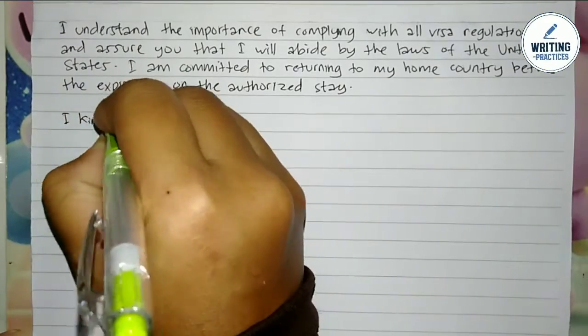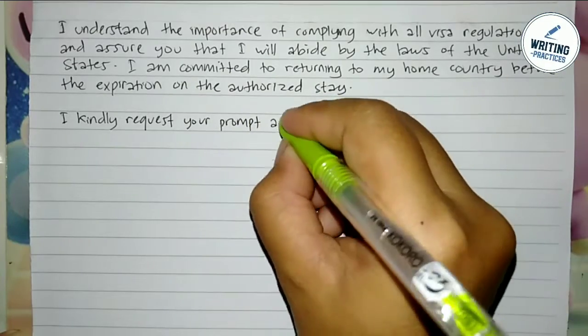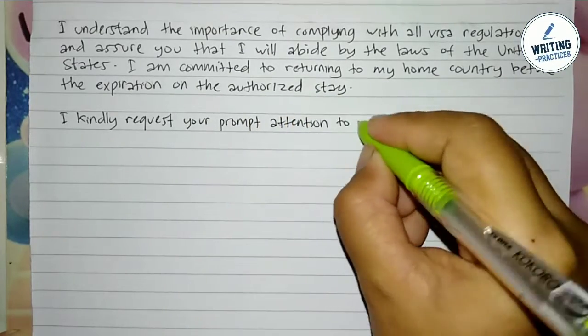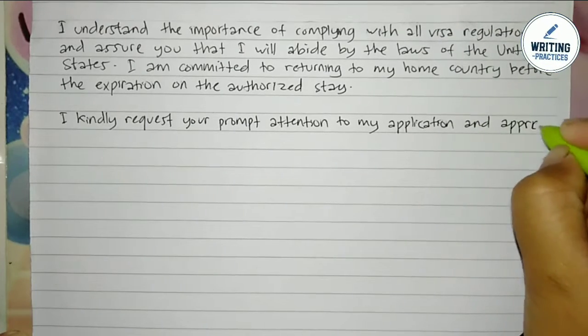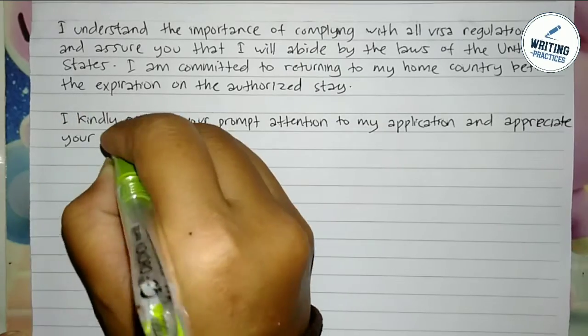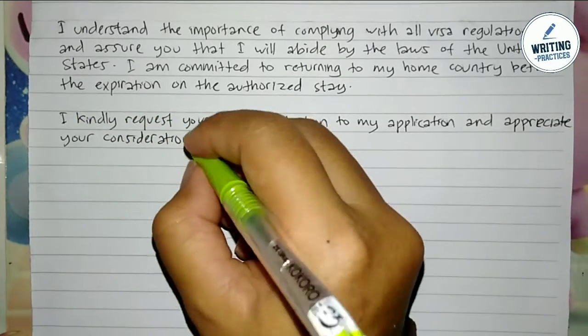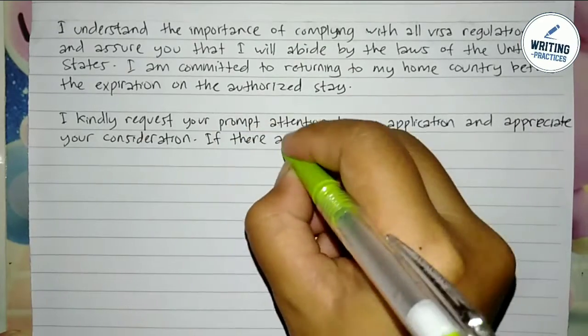In the fifth paragraph, now you need to talk about request for processing. You should request prompt review of your application. It will be indicating the importance of timely processing for your travel plans. For example, you may write something like, I kindly request your prompt attention to my application and appreciate your consideration.